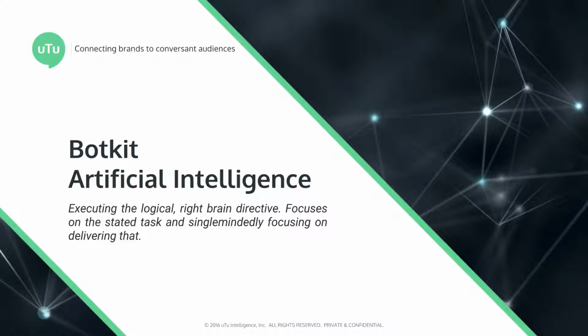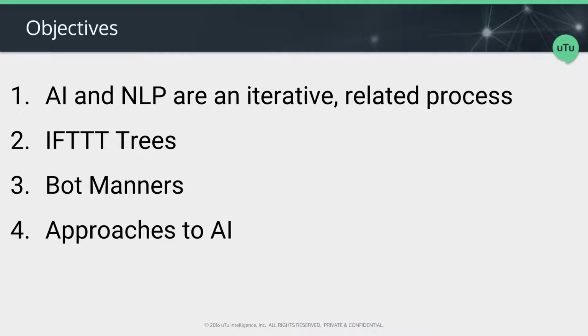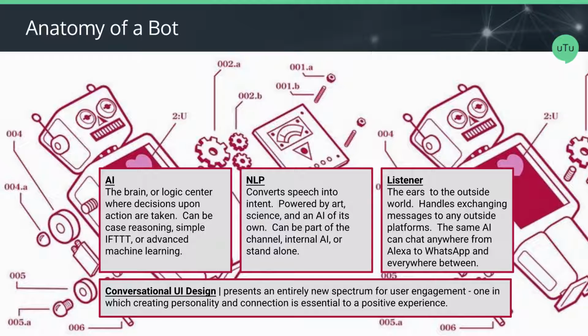In this case, we'll focus particularly on the code side, around applying this to BotKit, one of the frameworks for building a bot. The learning objectives in this quick session are to talk about decision trees, some of the common things you'd expect the bot to be able to do, some of the other approaches to AI, and talk about the iterative process of this. Again, the AI is one of the four parts of the bot anatomy, along with the natural language processing, the listening, and your overarching conversational UI.